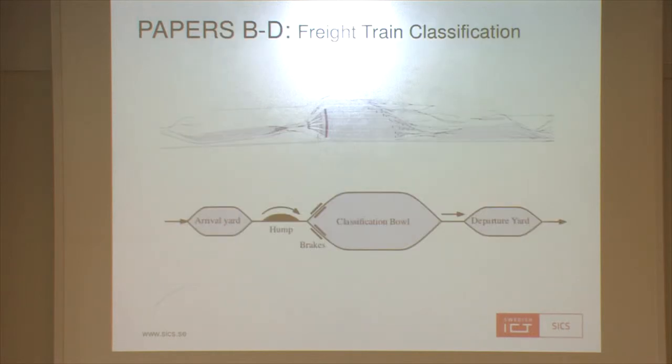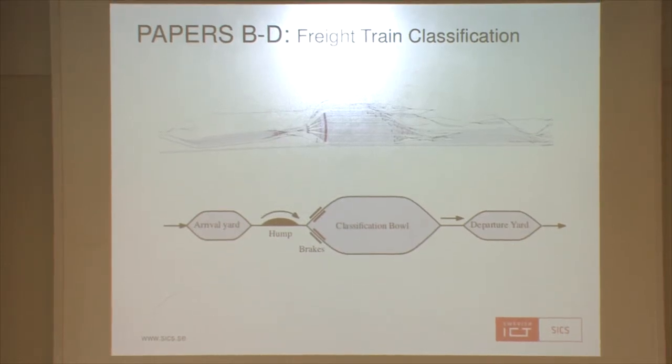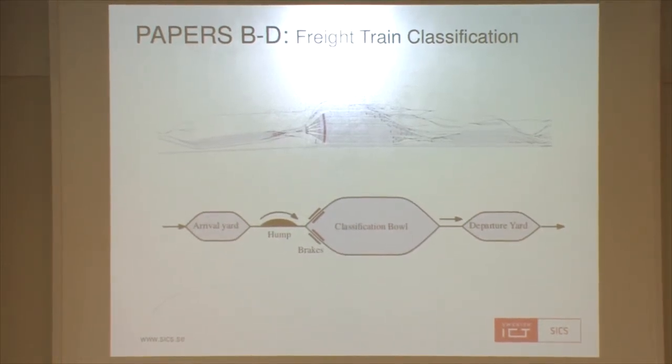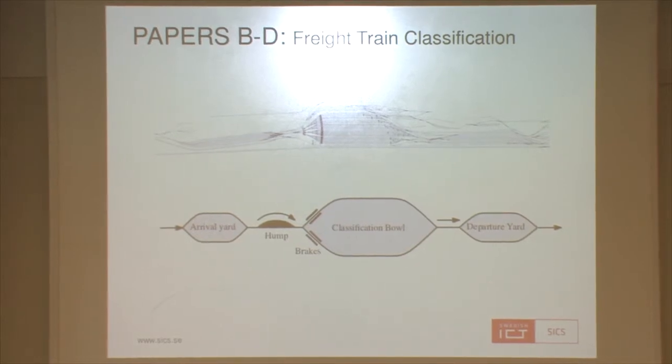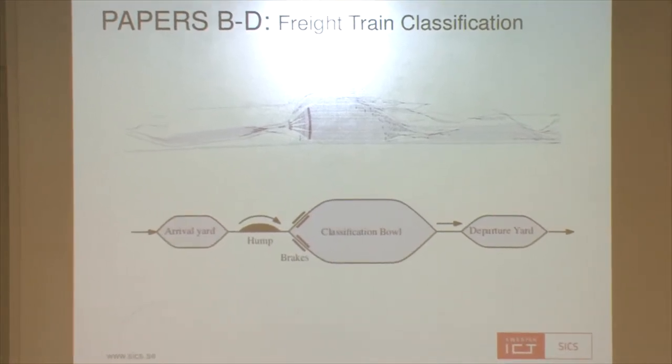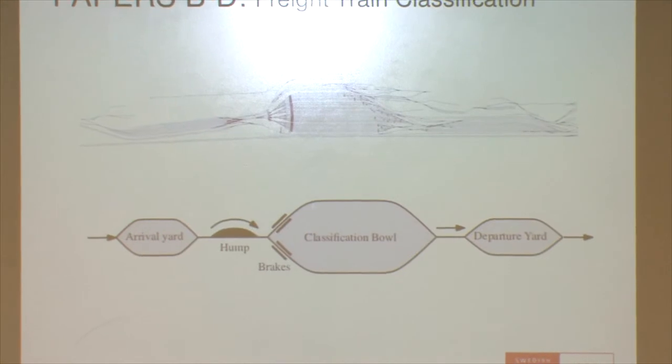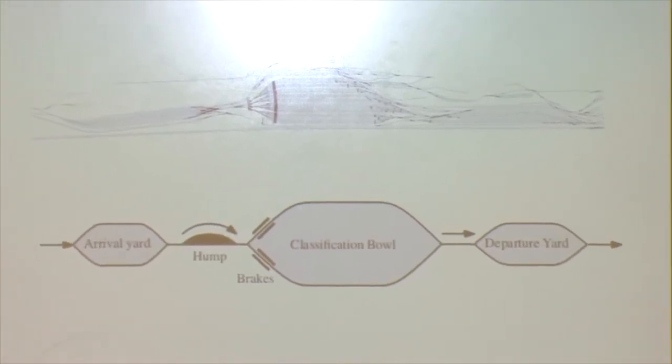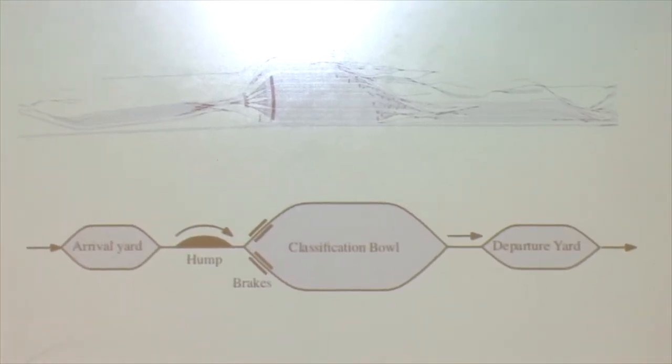So that was paper E and replanning robustness. Now I'm going to talk about the freight train classification instead, so shunting yards. And shunting yards are yards where inbound trains come in, freight trains come in, and then you decouple the cars, and then you build new outbound trains.